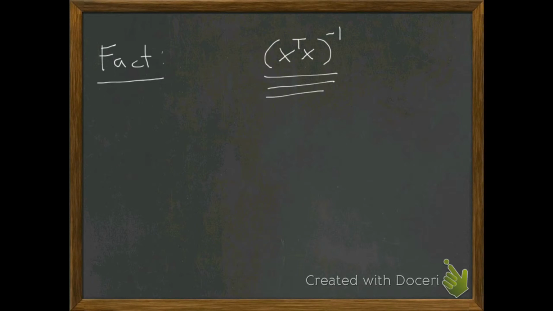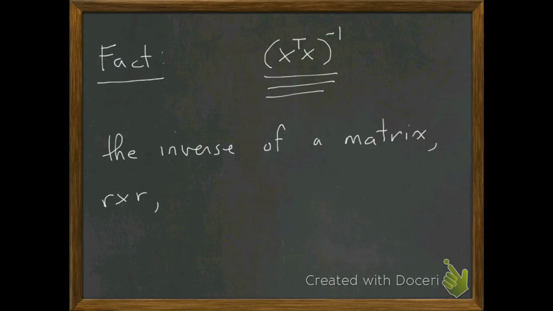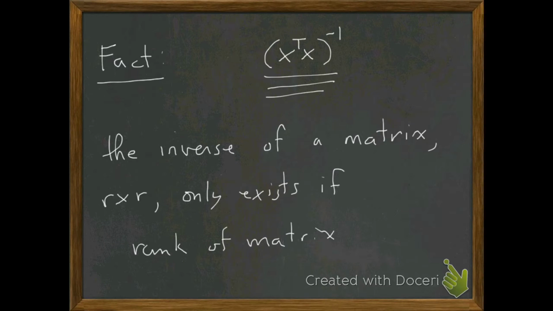All right. So there's a fact, and the fact is the inverse of a matrix, and we'll talk about a square matrix, let's say an R by R, only exists if the rank of the matrix is R. So, in other words, we need columns that give us linear independence.